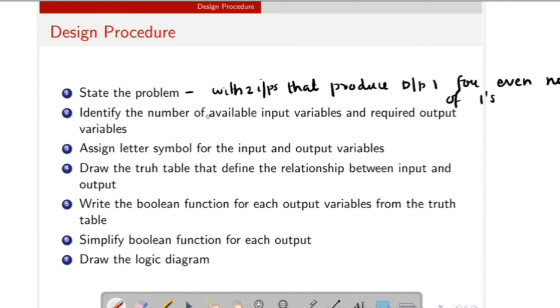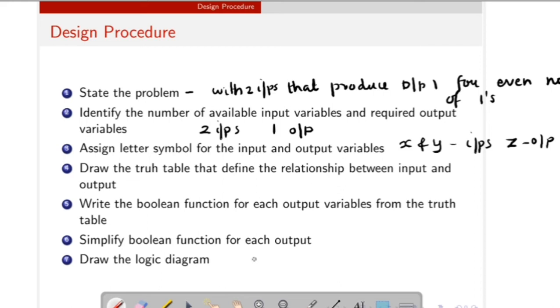In the second step, we identify the available inputs and the required outputs. The available inputs are 2 inputs. The output is only one output. If the number of ones in the input is even, then it generates 1. Otherwise, it generates 0. So there are 2 inputs and 1 output. Next we assign letter symbols for each input variable and output variable. So x and y are the inputs and z is the output.